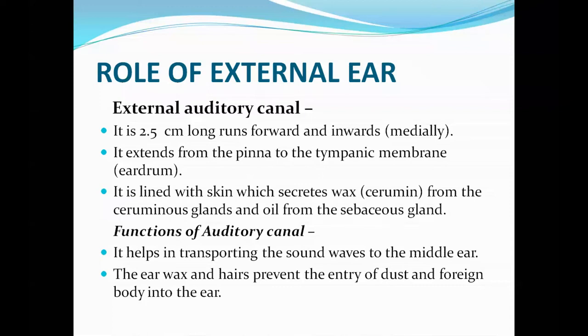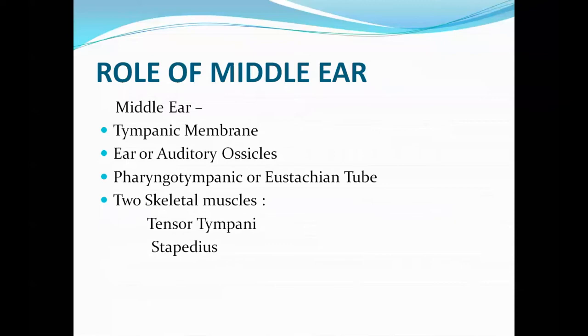The function of the auditory canal is to help in transporting the sound waves to the middle ear, and the earwax and hair prevent the entry of dust and foreign bodies into the ear. Now, role of the middle ear. The middle ear consists of the tympanic membrane, ear or auditory ossicles, the pharyngotympanic or eustachian tube, and there are two skeletal muscles present called the tensor tympani and stapedius muscles.